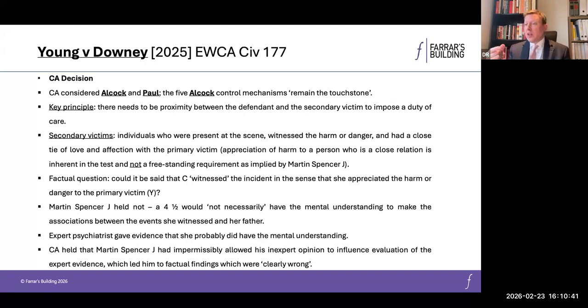So the 2 points slightly come together on the appeal. If the substituted judge's opinion was allowed to stand, the opinion being a 4-year-old would not be able to conceive of such harm or danger to a person, then the claimant wouldn't have satisfied the test. But the expert evidence was the opposite, that the claimant in fact did appreciate and have an understanding that there had been danger to someone.